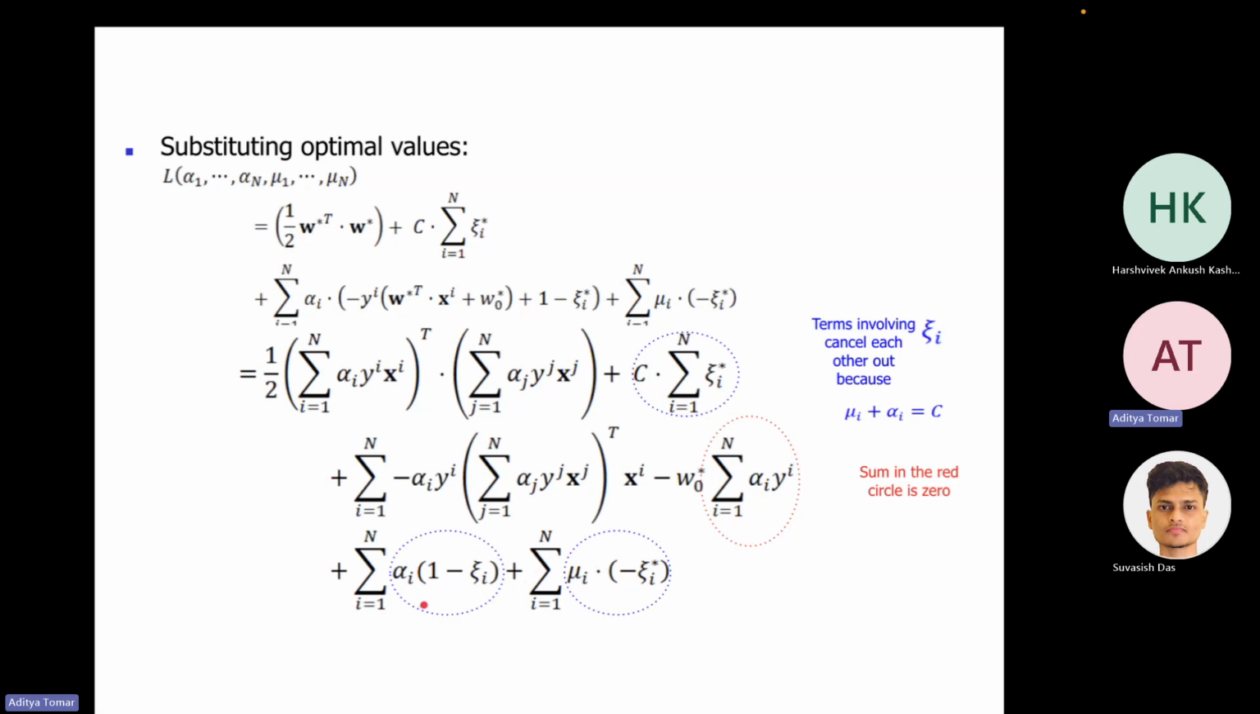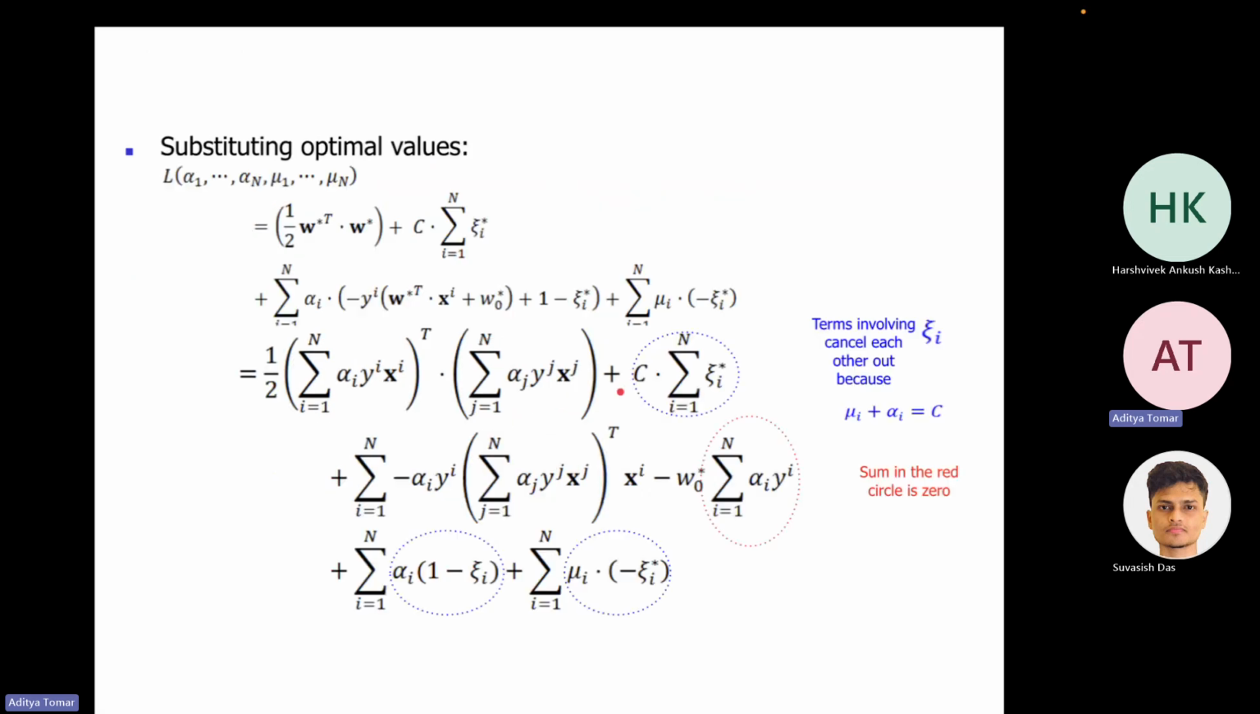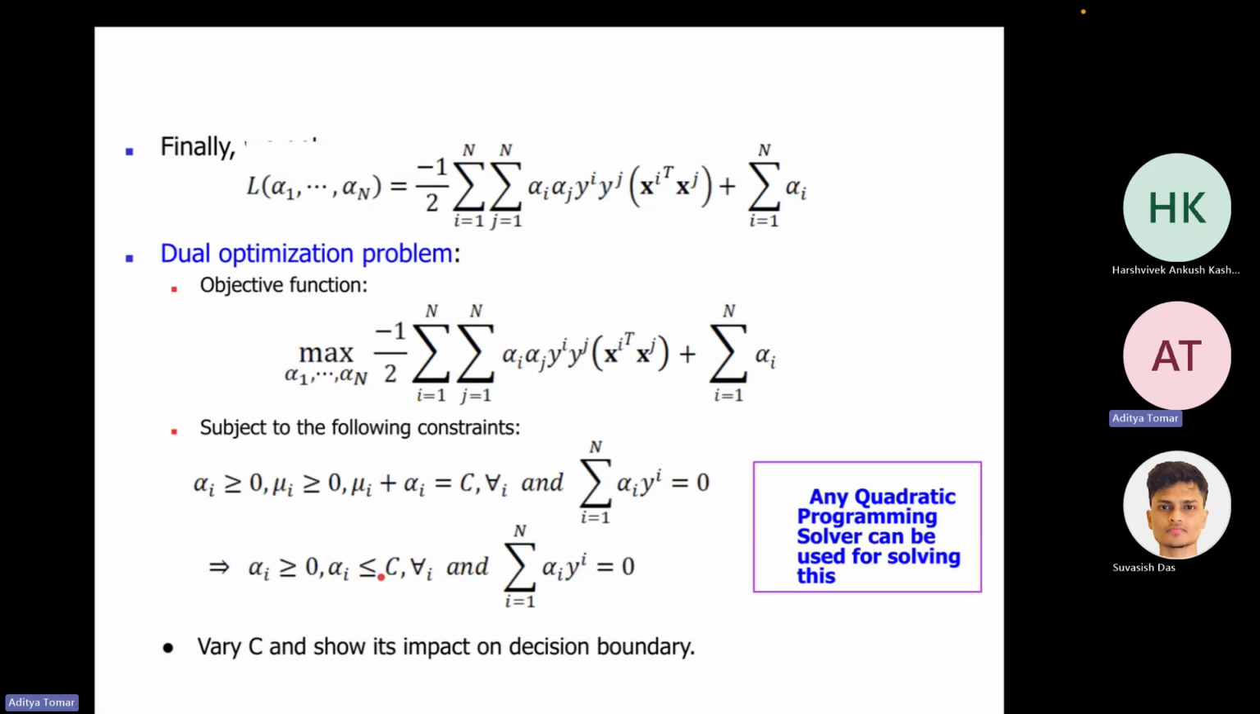So the remaining term is alpha i here, the summation of alpha i. And this also we know, the summation of alpha i yi equal to 0, so this will also boil down to 0. So the only remaining terms are this transpose this, plus minus alpha i yi transpose xi, and just the alpha i. These are the remaining terms.